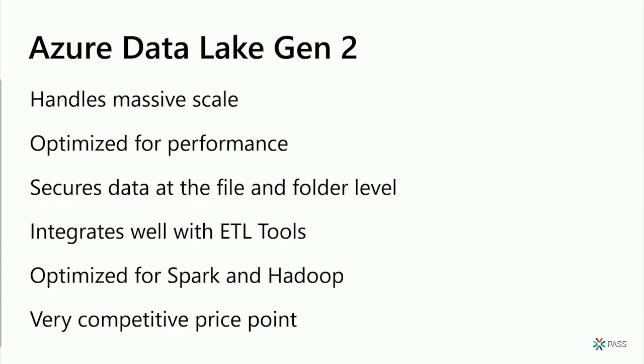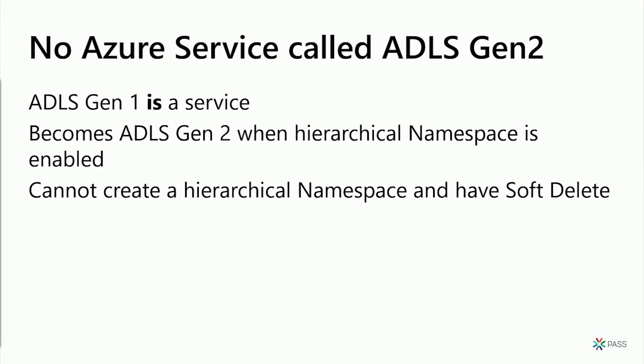It handles massive scale. It's really improved the performance over standard blob storage because the hierarchical namespace acts as indexing, and it secures data at the file and the folder level. So it allows you to really have a very granular structure for your data. It integrates well with a number of ETL tools. It's optimized for both Spark and Hadoop, and it's relatively competitive. Now, if you're going to look for this, though, you're not going to find it in Azure because it's not a service.